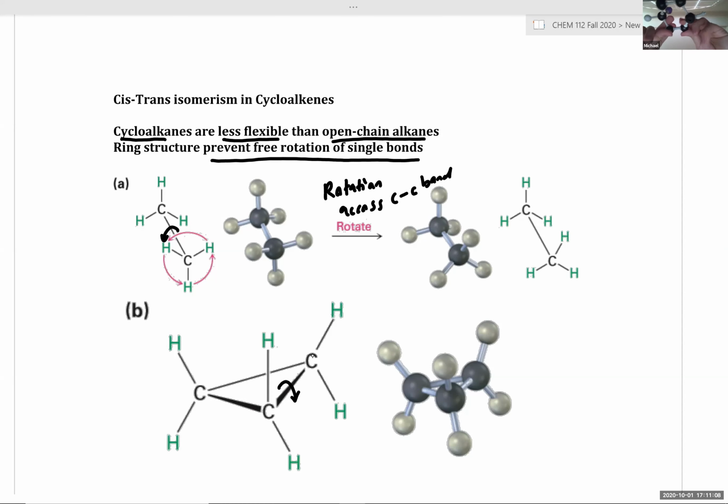So if I try to rotate about my carbon-carbon bond, do I have as much freedom of rotation? No, we're locked in because the cyclic system has certain geometric requirements in terms of how the bonds are arranged. No matter how hard we try, we can't rotate fully across our carbon-carbon bond. The ring limits our flexibility. Does that make sense to everyone?